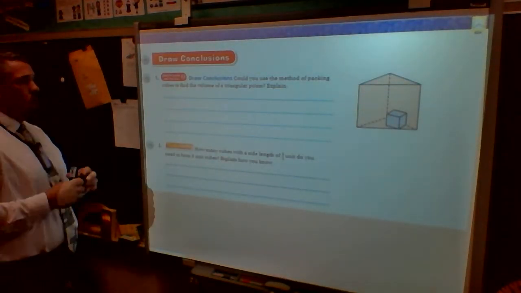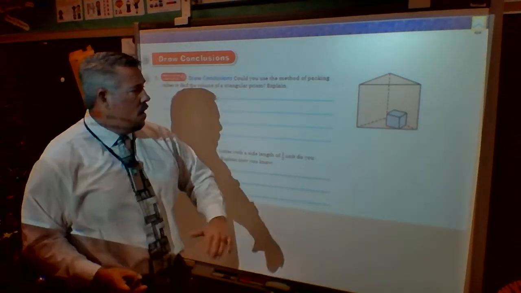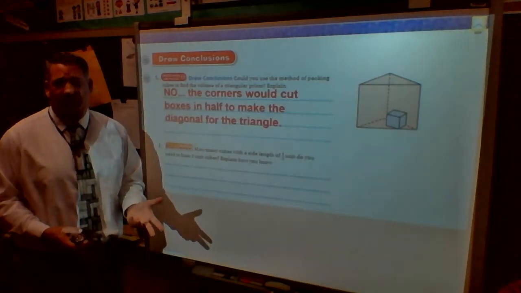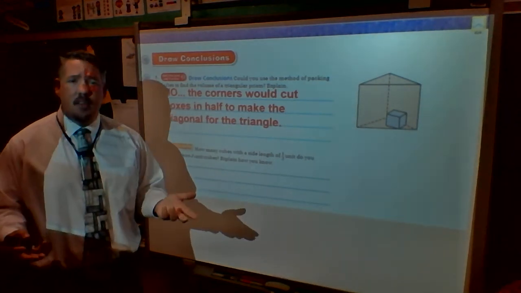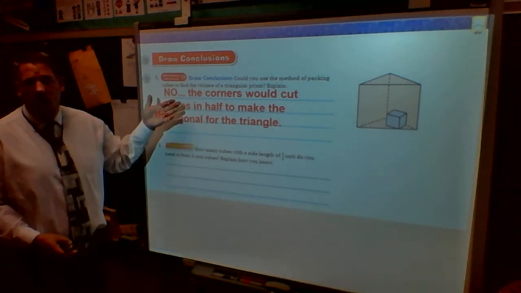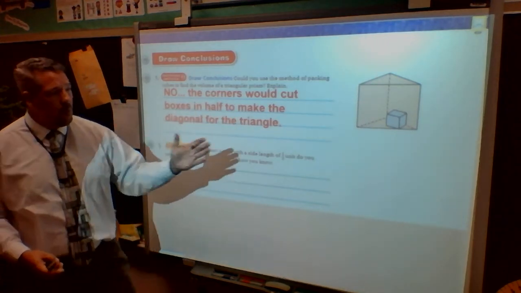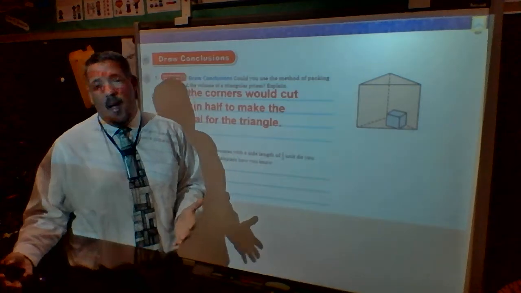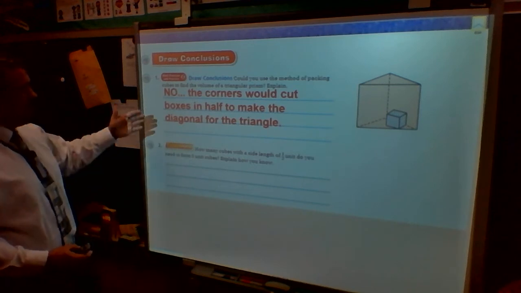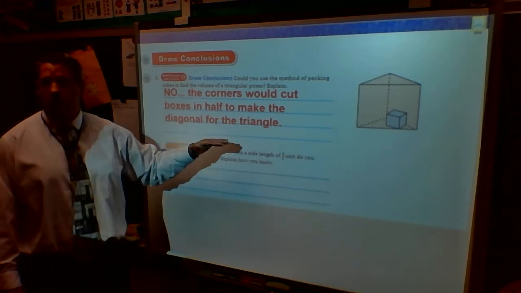Going on then, drawing conclusions. Can I take the same idea of filling up 1 cubic box and figure out how many it's going to equal in the triangle? Well, that answer is no. I can't do that, because if I just use the same math, I would have to have a cube. So my reasoning is, the answer is no, but the reason that I can't is because it would cut the boxes that are in the corner in half to make this diagonal for this triangle. Mathematically, it's not good, sound math work. I wouldn't be able to solve for it. So no, the corners would cut boxes in half to make the diagonal for the triangle.